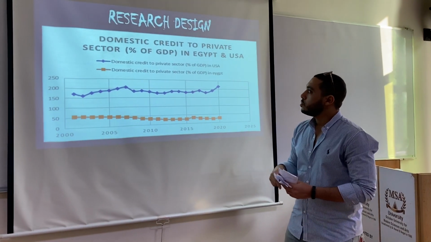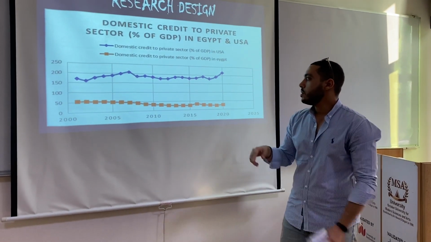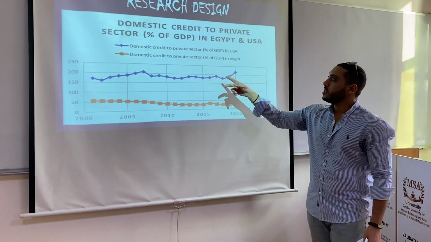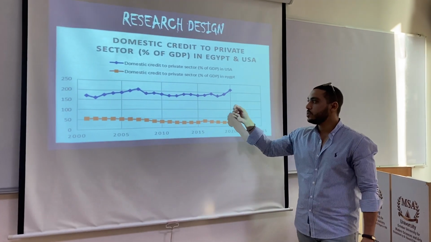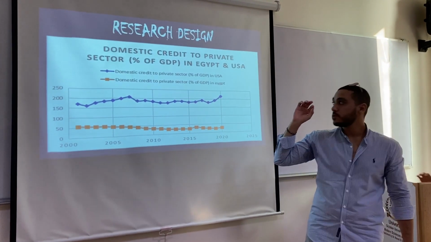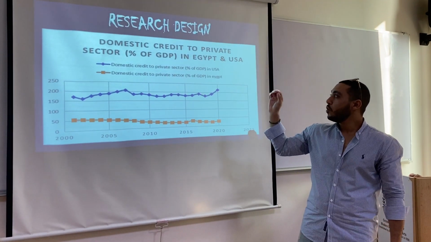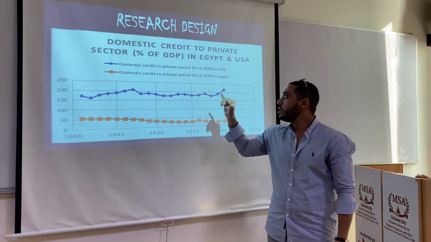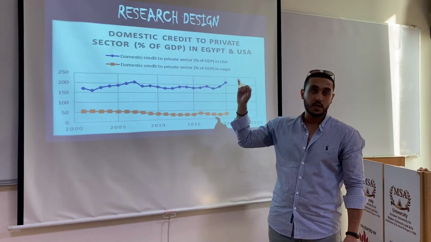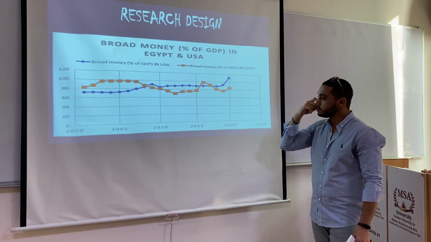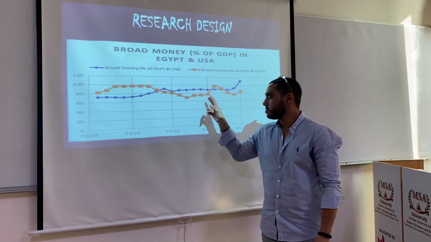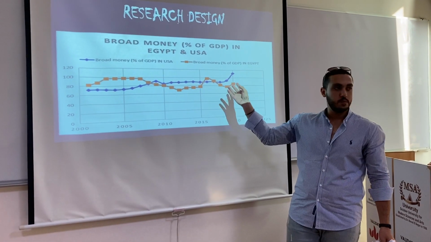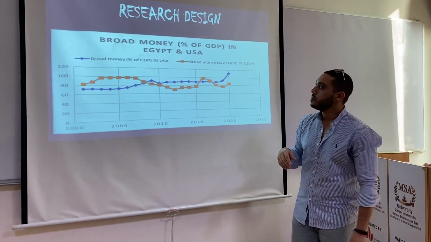Domestic credit to private sector. As we see, domestic credit to private sector in USA is more than in Egypt, but in Egypt about 60% of employees are dependent on the private sector. Next, broad money in USA and Egypt. As we see, there is no constant in both countries.